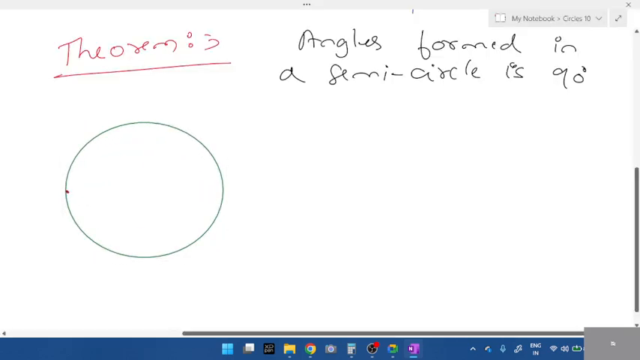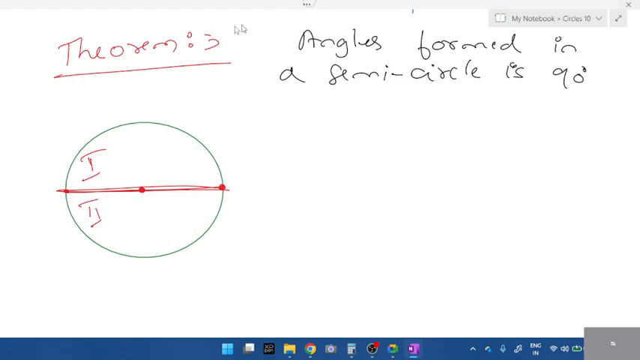This is a full circle. Semi means half, right? Half. So which line divides a circle into two parts? What is this middle line we call, which runs through the center? Diameter. Our diameter will split the entire circle into how many parts? Two semicircles. First one and semicircle 2. What is given here? Angle formed in semicircle is 90.